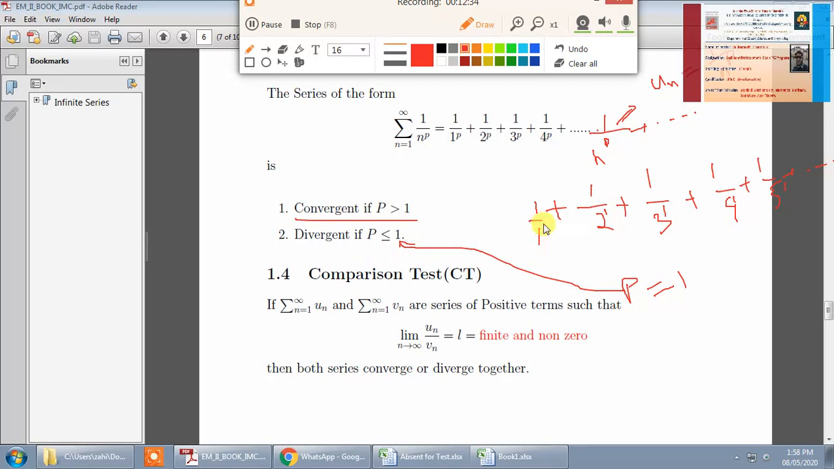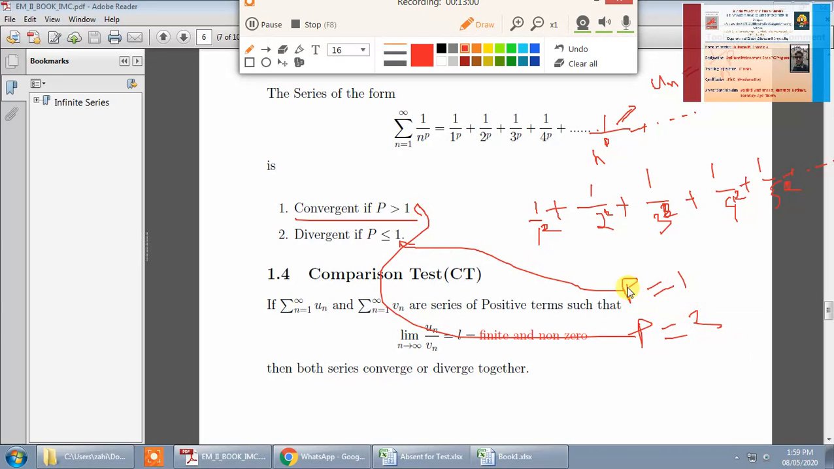On the other hand, if the series is 1 upon 1 square, 1 upon 2 square, 1 upon 3 square, 1 upon 4 square, 1 upon 5 square, if you have a series like this, then the value of p will become 2, and this series will be convergent. Are you getting my point?